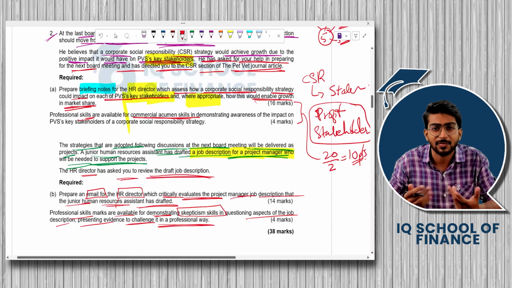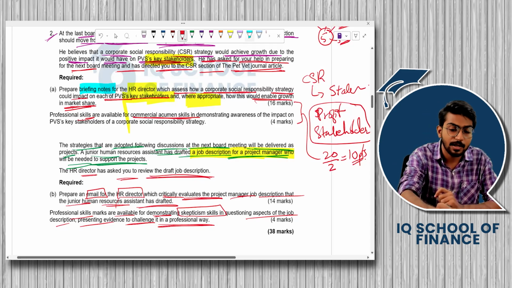These are the kind of things you have to avoid. So in this skepticism or critical evaluation as well, you have to follow professionalism, and you also have to explain why you are disagreeing with anything. You have to give the evidence, like the rationale.